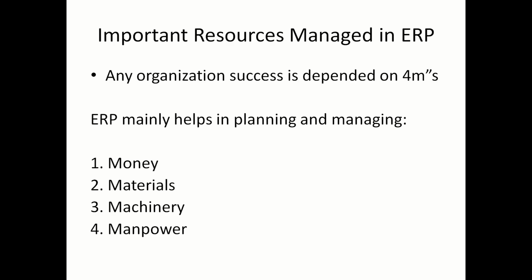What are the important resources managed in the ERP? Every organization's success depends on the 4 M's. 4 M's means what? Money, material, machinery and manpower. Without money, nothing is possible. Without material, the product cannot be produced. Without machinery, we can't produce the finished products. And without manpower, nothing is possible. So everything is important in the organization.